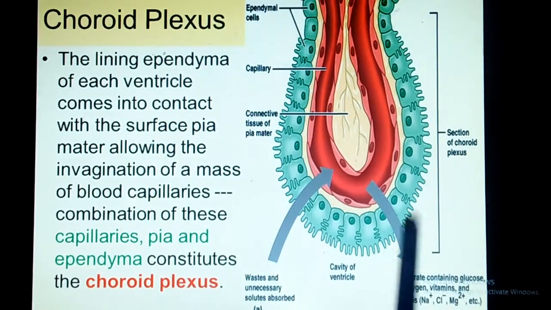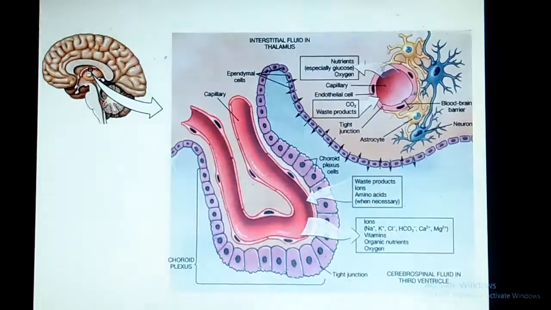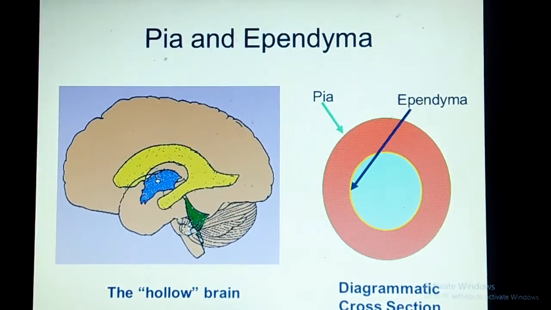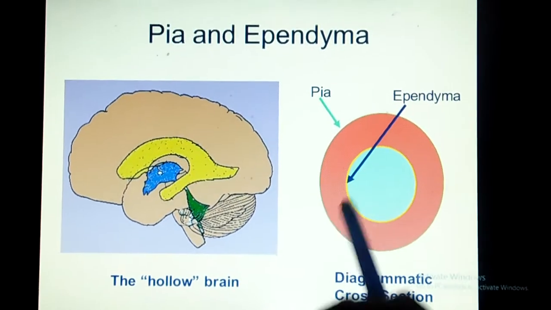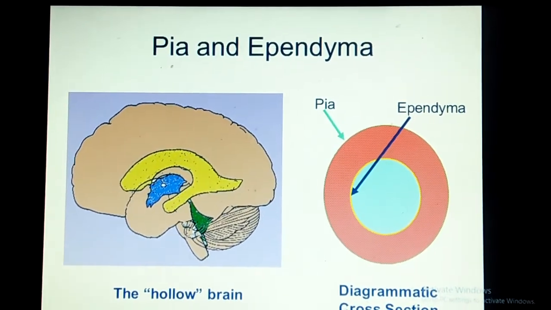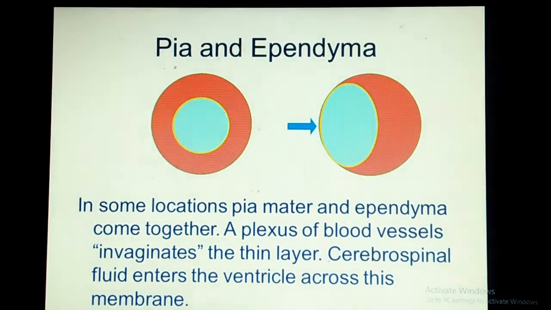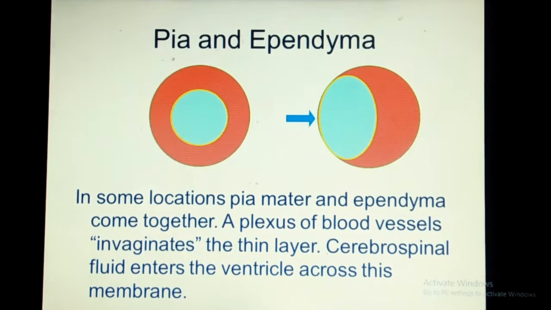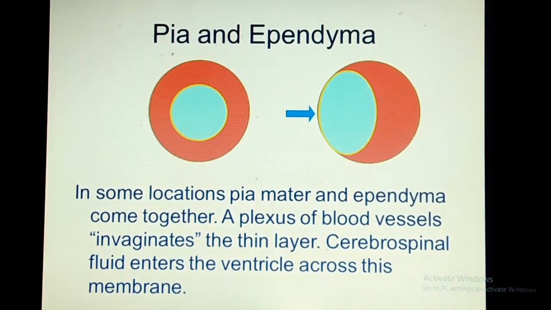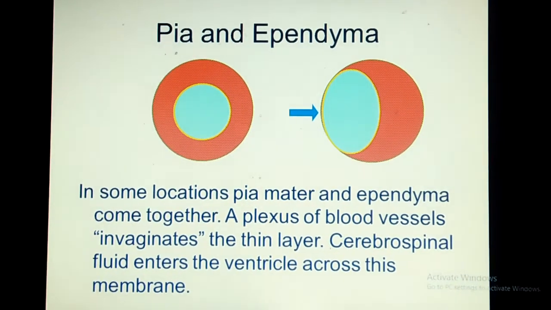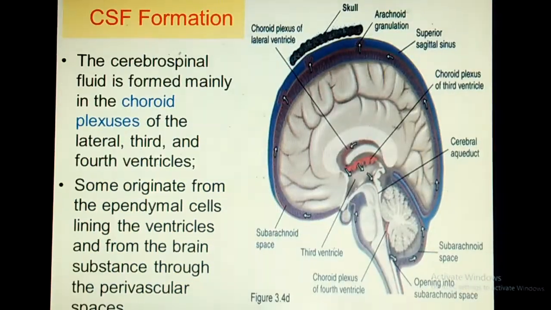This is the cavity of the ventricle. All this is the section of the choroid plexus. This is pia and this is pia and this is the ependyma. In some locations, pia mater and ependyma come together. A plexus of blood vessels invaginates the thin layer. Cerebrospinal fluid enters the ventricle across this membrane.